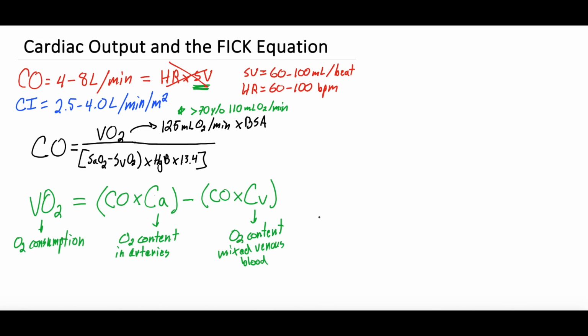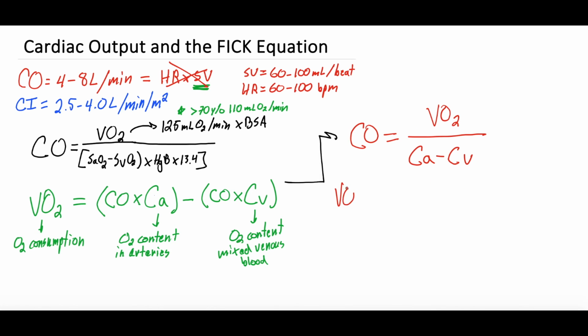Some simple math here then would tell us that if we rearrange this equation, cardiac output equals oxygen consumption divided by oxygen content in the arteries minus oxygen content in the veins, right? That's just derivations of equations, math. Am I right? Okay, so now let's talk about each variable.